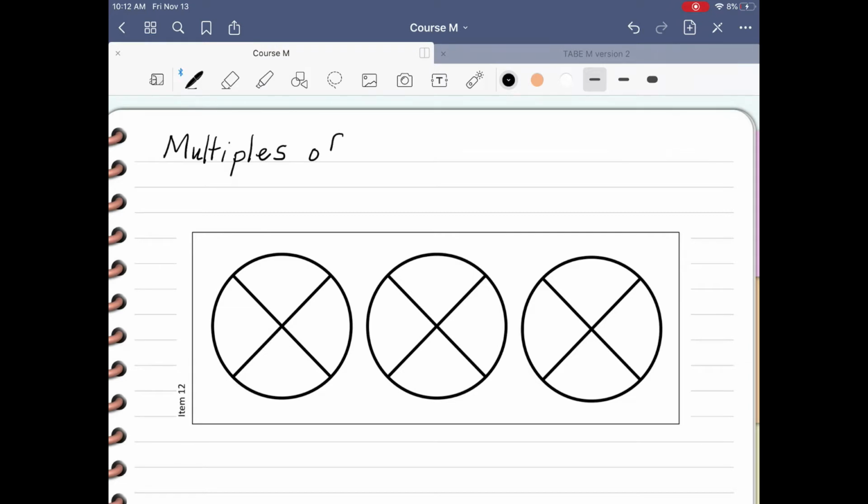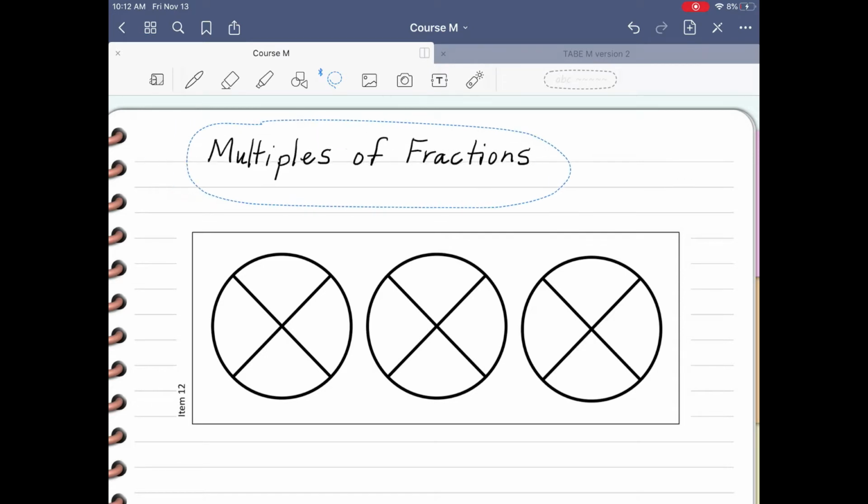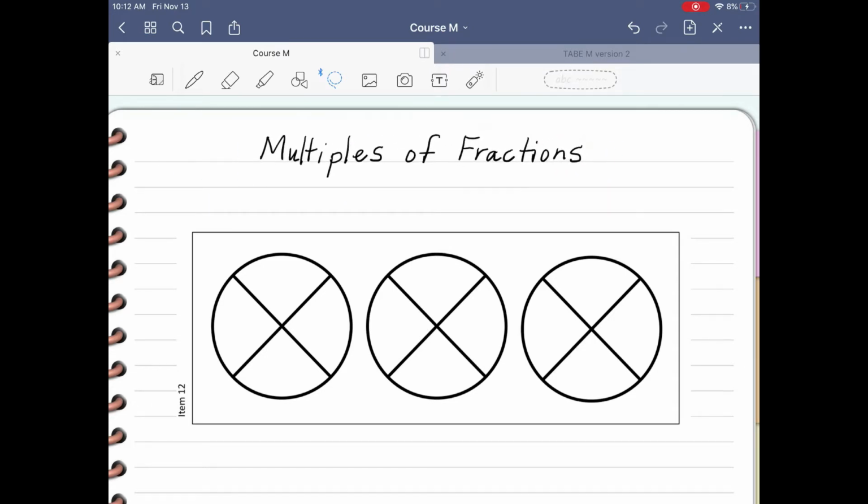So multiples of fractions. And you may guess from this title that we are going to be multiplying today. We've spent a lot of time on adding and subtracting, and now we're shifting gears. Excuse me, my voice is going, I'm afraid.